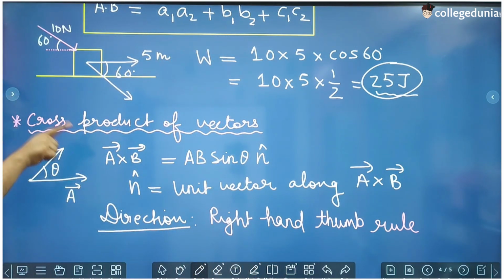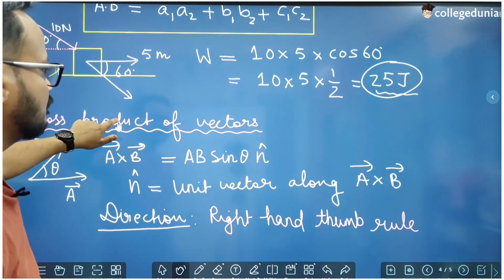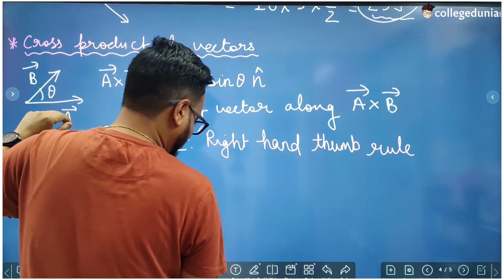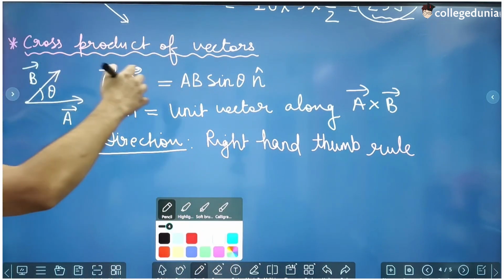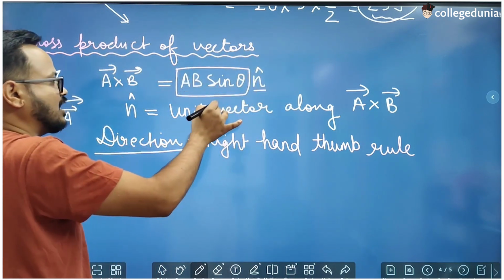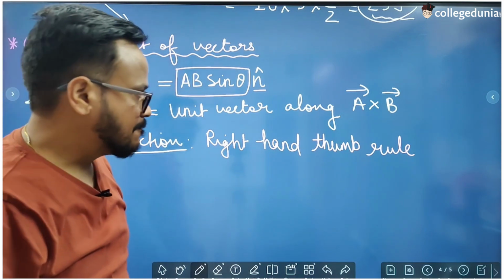For example, if you want to know the direction of A cross B in this case, you have to put your fingers on A and curl the fingers towards B. Then the direction of thumb, which is this direction coming out of the plane, is the direction of the vector A cross B, right? So in this direction there is a unit vector n cap. So if you multiply the magnitude with this unit vector n cap, you are going to get this whole vector which is given by A cross B, right?